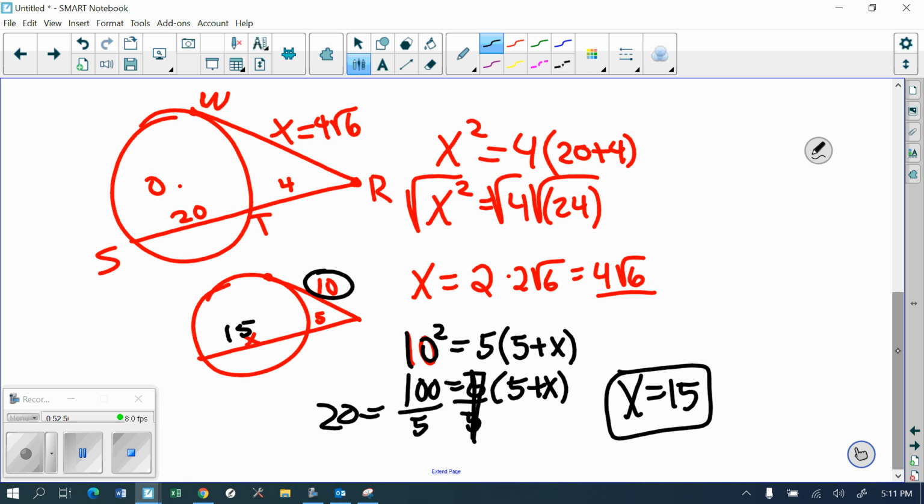So anytime you're dealing with an equation that has a tangent, you square it. Anytime it's a secant, it's the outside times the whole length. And for the whole, you must add the outside plus the inside. Don't forget it. Okay, so that's dealing with tangents.